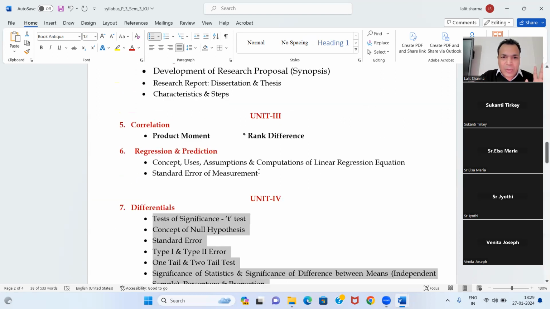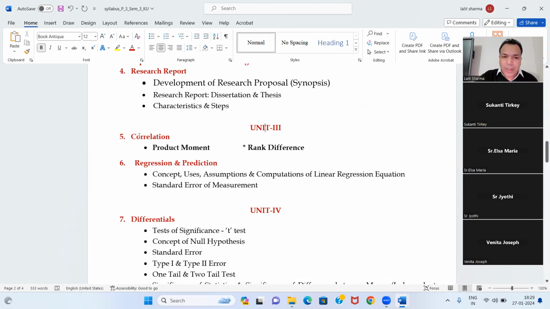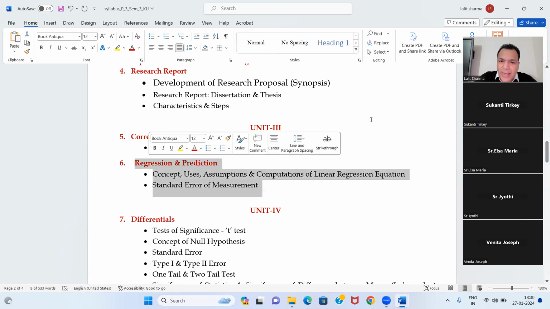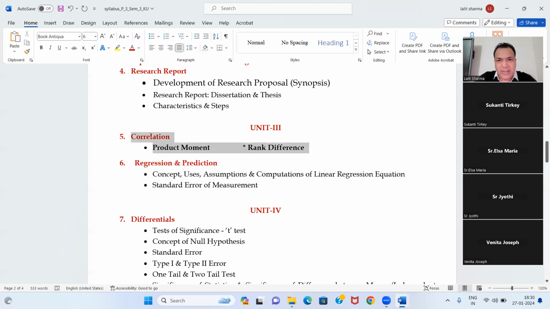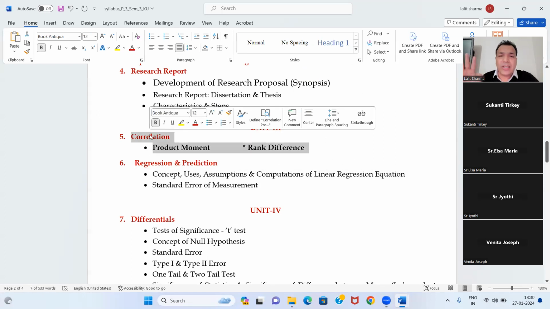Okay. And under unit third, correlation and regression, you can do either the whole of the correlation or the whole of the regression. So here the correlation part is very easy. So learn about correlation completely in theory, right? What is a correlation? What is the coefficient of correlation? What is the formula of correlation? How many methods of correlation are there?